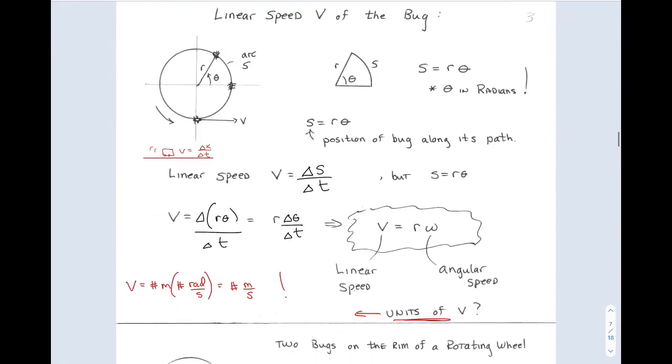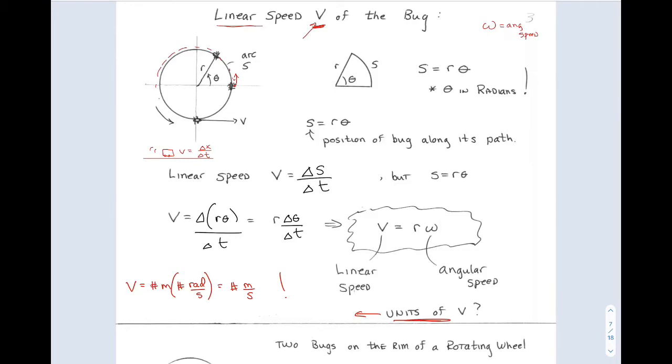I'm trying to make the connection between the old stuff and the new stuff. Now, let's say I have a bug and it's going in a circle. It can either be attached to a bicycle wheel, or the bug is just moving around the circle. In the earlier chapter, we called that the velocity v. This chapter, they're going to call it the linear speed. Linear means along a line. Omega, that's the angular speed. So a lot of times in this chapter, when we point at v, we'll call it the linear speed.